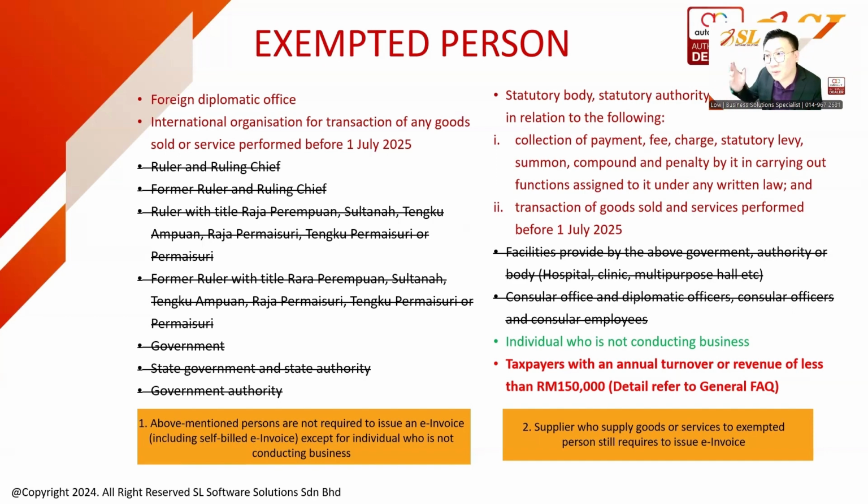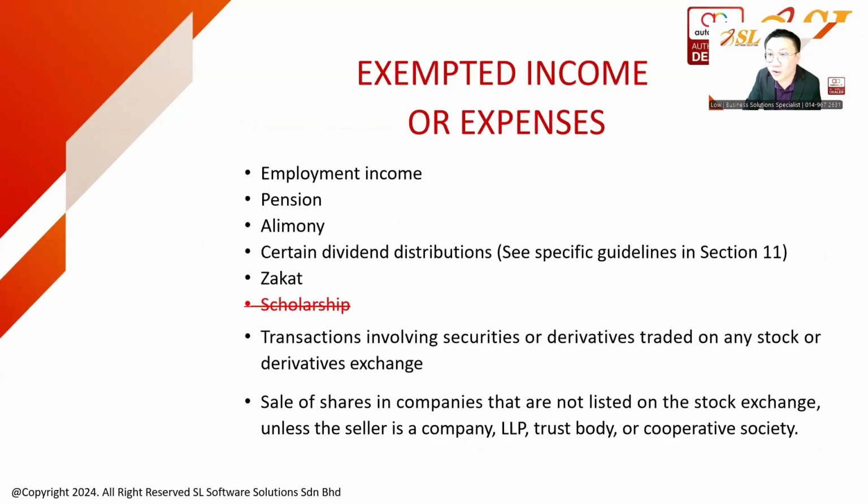Got it. The problem is when they sell their cars, sell their second car, sell their second phone to you, then how do you prove your expenses? Because they're not going to issue invoice if they are an exempted person. So in my training, I will cover all this stuff. Later I will explain how to handle all this. You see, the exempted income and expenses only cover the employment income.